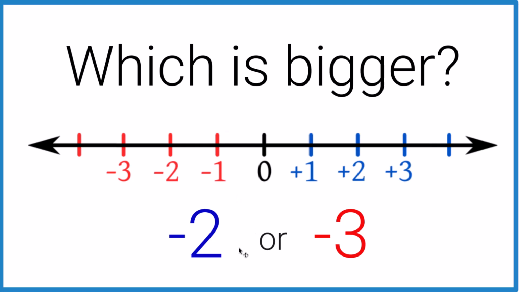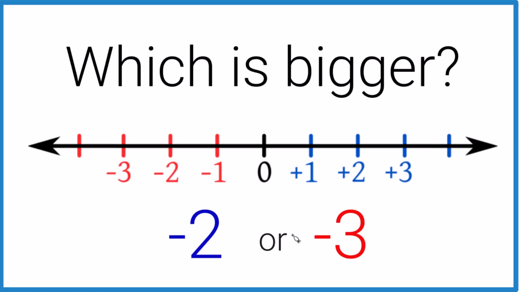Pause and give it a try. Which is greater, -2 or -3? So which one's closer to 0? Here's -2 and -3. -2 is closer to 0, closer to positive. It's going to be greater.